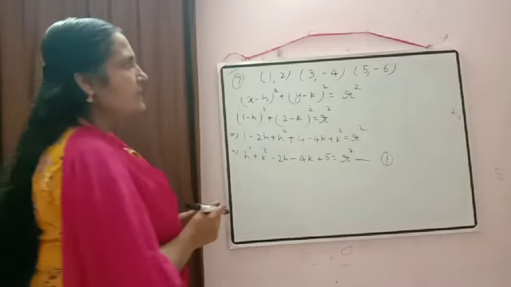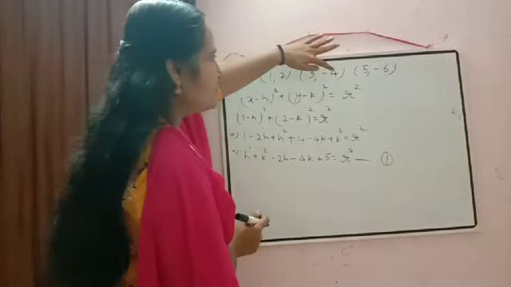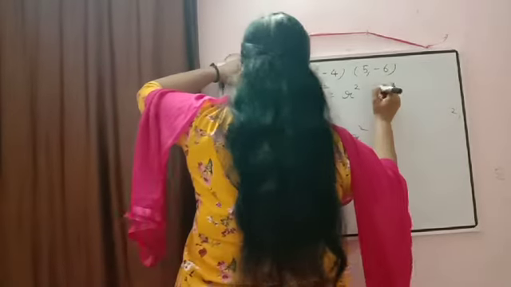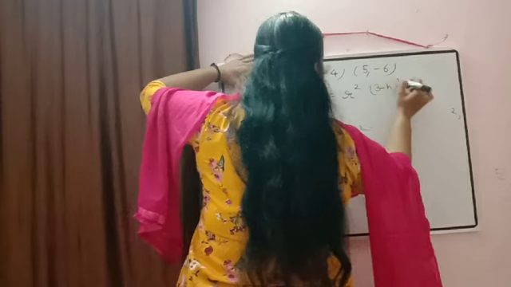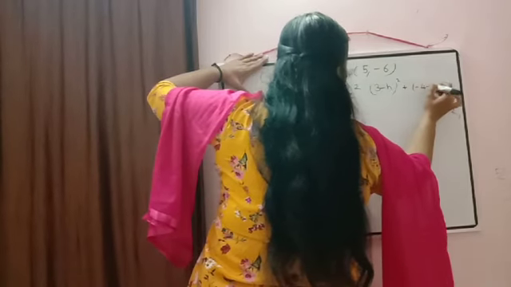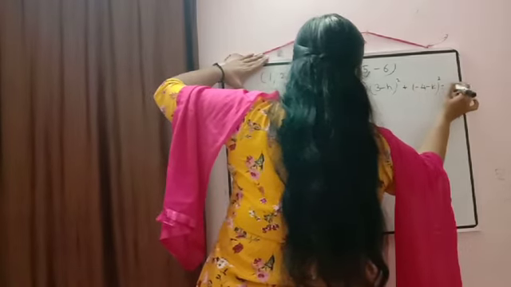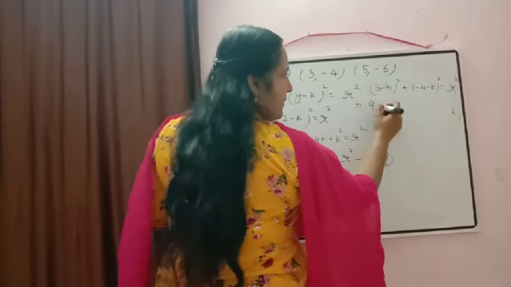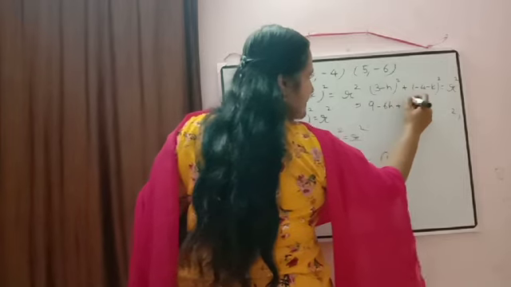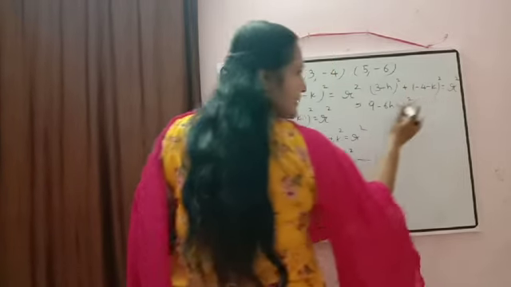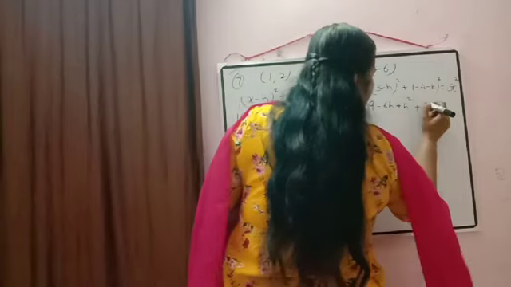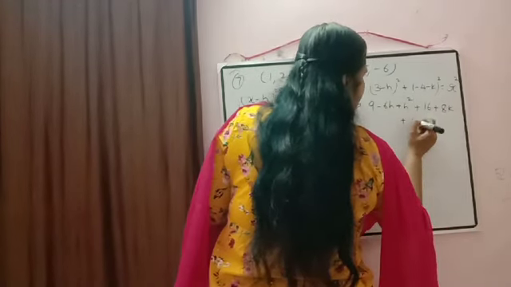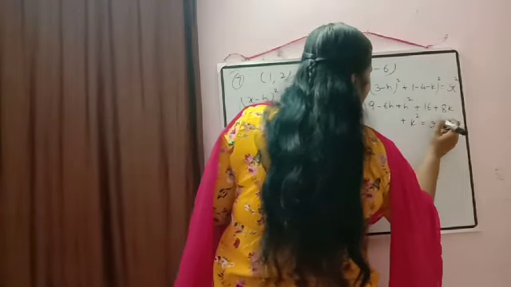Okay. Now equation number 2. Again it passes through the point 3, minus 4. So substitute here. We will get 3 minus h the whole square plus minus 4 minus k the whole square is equal to r square. Expand it. 3 square is 9, minus 6h plus h square. Here again use the identity a plus b the whole square. 4 4s are 16 plus 8k plus k square is equal to r square.